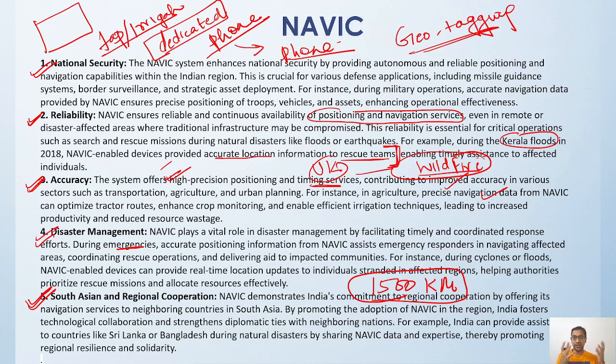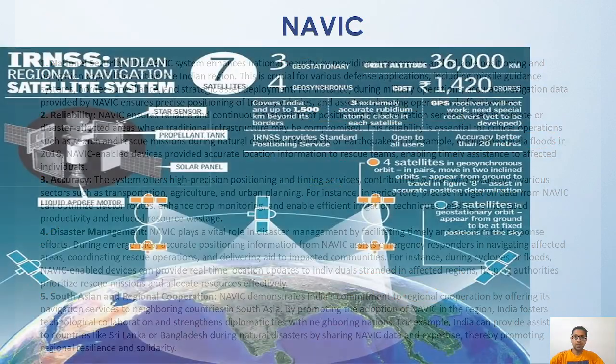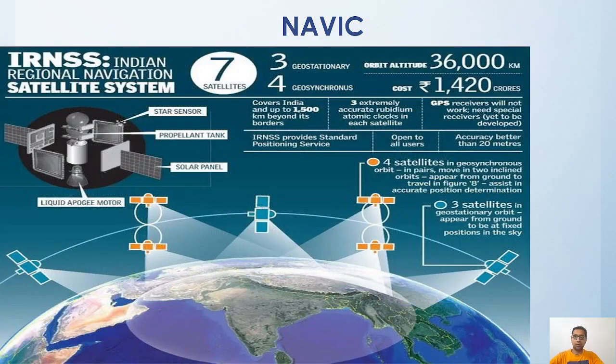So during a natural disaster, we will be able to properly disseminate information to these nearby, neighboring countries in a better and qualitative way. Okay, now this is all about the NAVIC system.